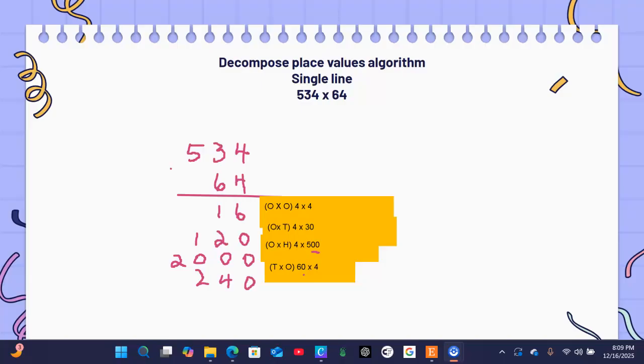And then we're going to write our tens times our tens. That would be 60 times 30. Again, there's 2 zeros right here. So we write backwards to make sure everything is lined up. We have 1, 2, and we know that 6 times 3 equals 18.